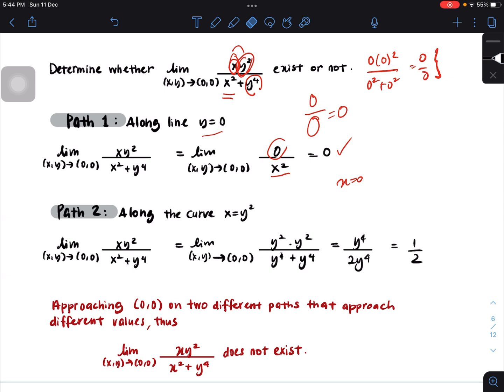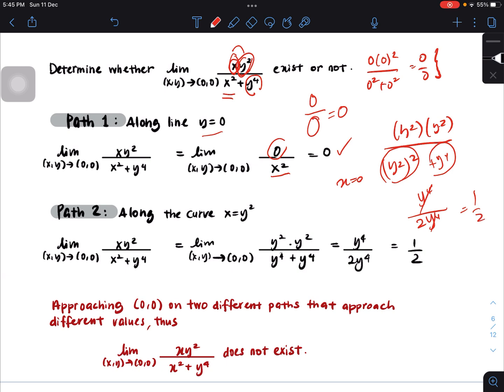So apa yang you akan dapat? Nilai x kat atas ni kita substitute dengan y square. So you will get y square multiply by y square divide by y square square. Kita ganti x dengan y square, so kat bawah ni ada square plus y4. So y square darab dengan y square is y to the power of 4. This one is y to the power of 4 tambah dengan y to the power of 4. So you have 2y to the power of 4 and you can simplify. It will give you 1 over 2. So another path give you limit of the function is 1 over 2.